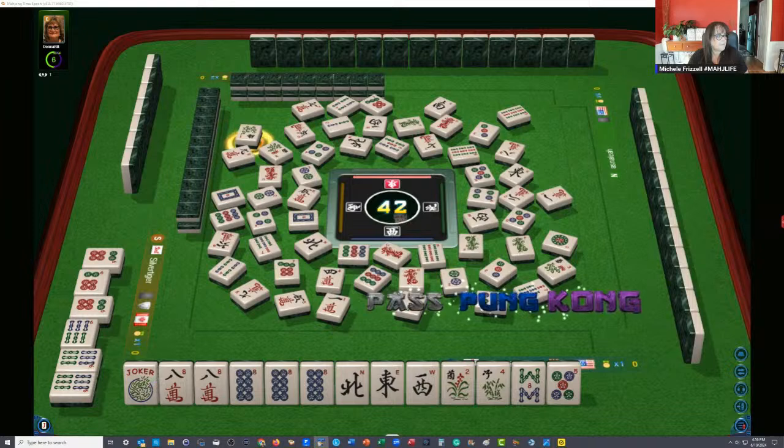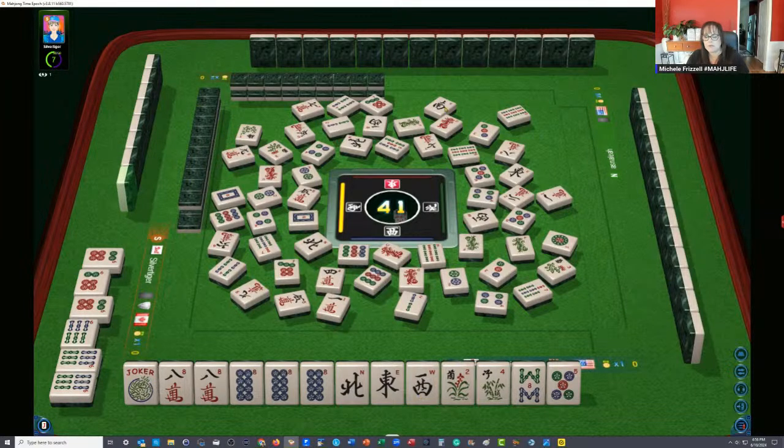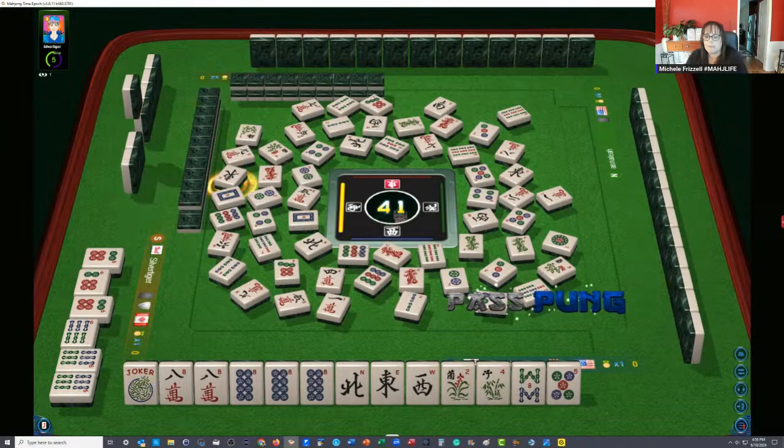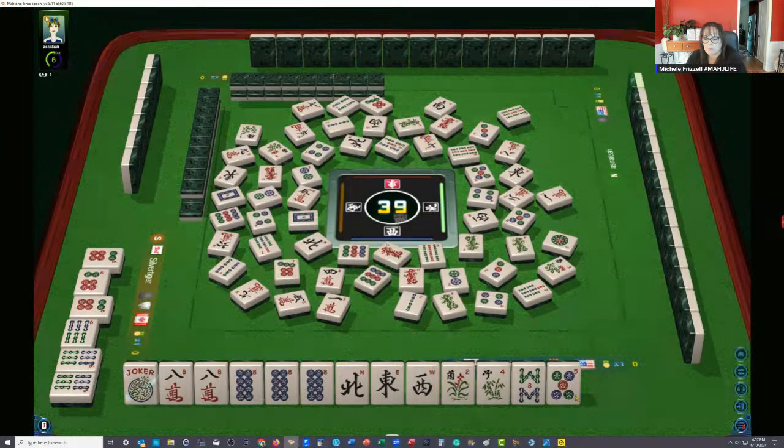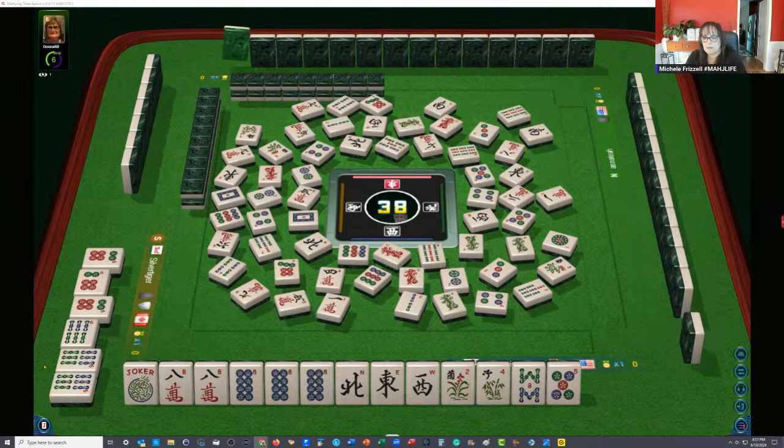Flower. Okay, we're going to pass. We still need a south in here, so we are vulnerable. East wind. We do have a vulnerability, but we're ready to Kong. Green dragon. South wind. That's the second south.